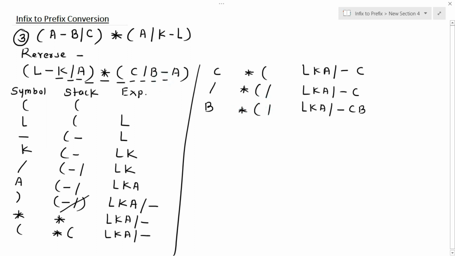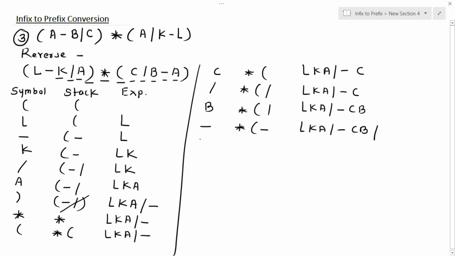Okay, the next one is a minus. Okay, so when we insert minus here, there is already a division operator, and when we insert minus, the rule applies. Minus has low priority and division has high priority. So the rule is low priority operator cannot stay above the high priority operator. So in order to insert minus into the stack, we have to remove division first. Here the expression is LKA division minus CB division, and in stack we have multiplication left parenthesis and minus.